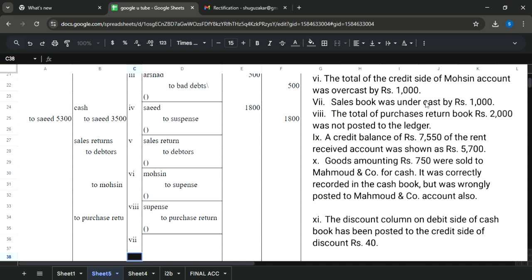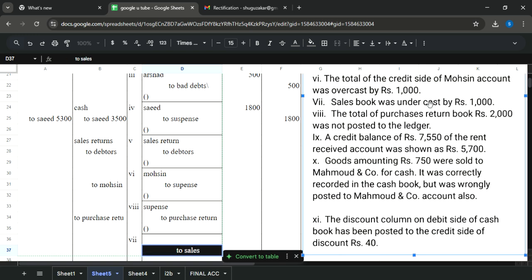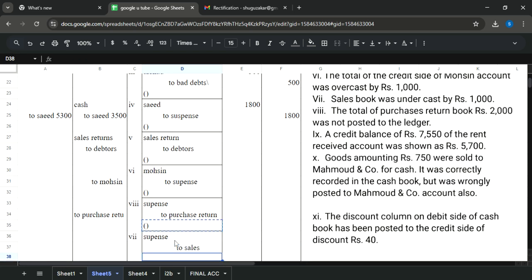So what you will do? You will write sale in credit side. Okay, undercast is now rectified. Nothing is present to be written on debit side. For that purpose, you will use suspense. In this way, entry number 7 and 8 is completed.